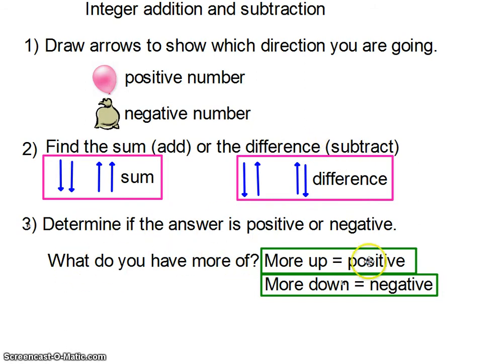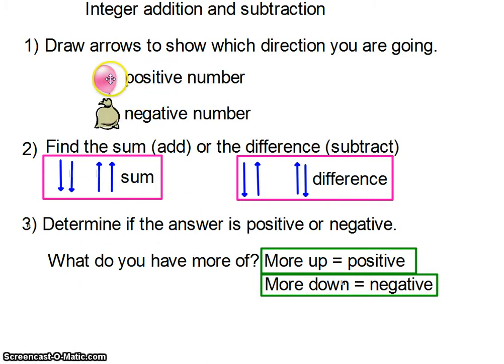If you have more up, the answer is positive. If you have more down, the answer is negative. So let's go back to step one. And that's the biggest part. If you can't figure out if you're going up or down, then the rest of this doesn't really matter. You won't get it right.